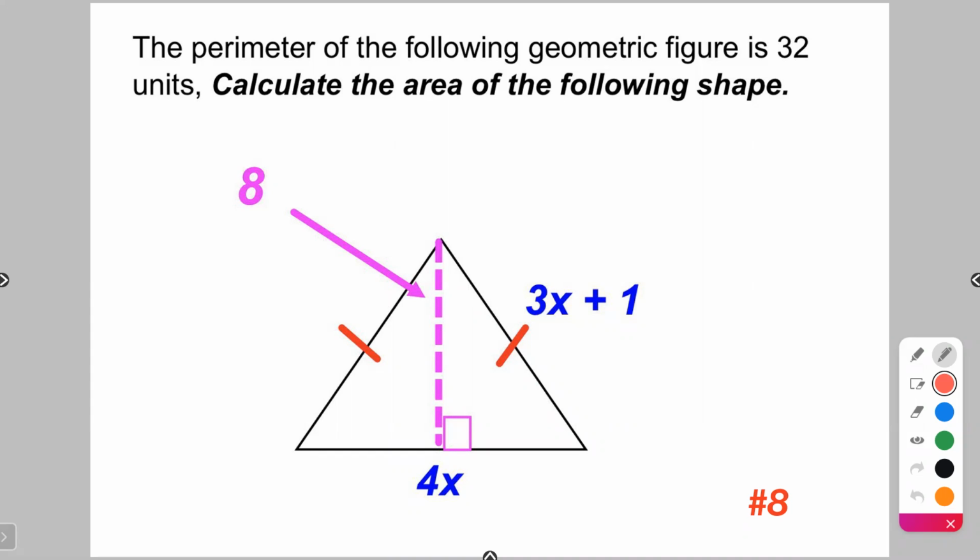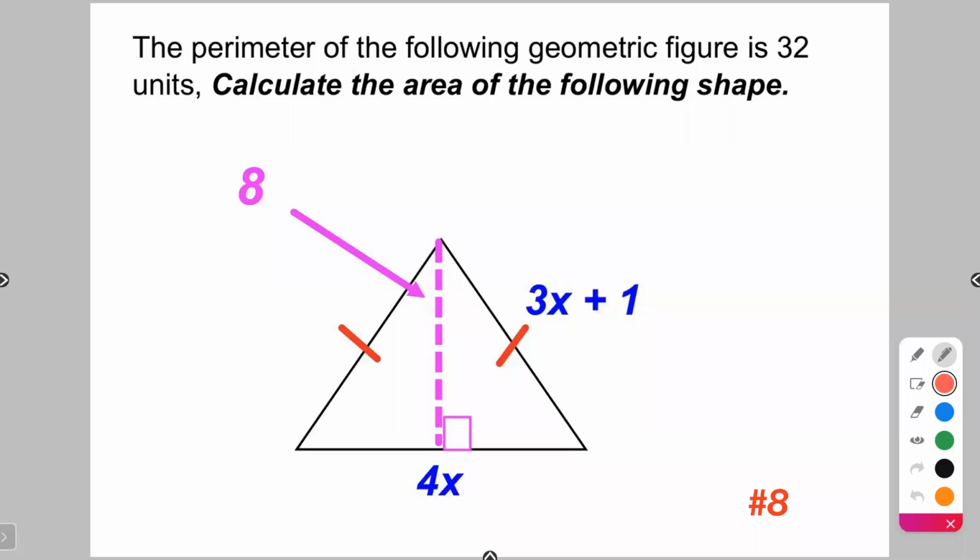This problem right here has an awful lot going on. If you notice, you've got an isosceles triangle. They don't tell us the side measurements; they give us algebraic expressions. The twin sides are 3x plus 1, and the base of the triangle is 4x. You've got that pink dashed line, which is the height of the triangle, and it has a value of 8.